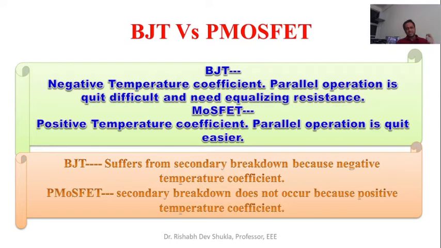BJT has secondary breakdown issues because of its negative temperature coefficient. On the other hand, the power MOSFET is free from secondary breakdown. It does not occur in these kinds of devices because of the positive temperature coefficient.